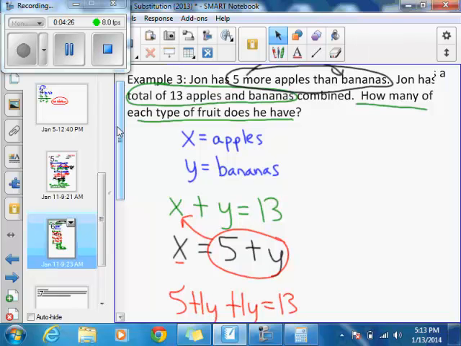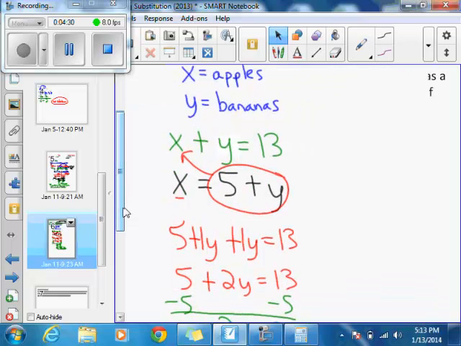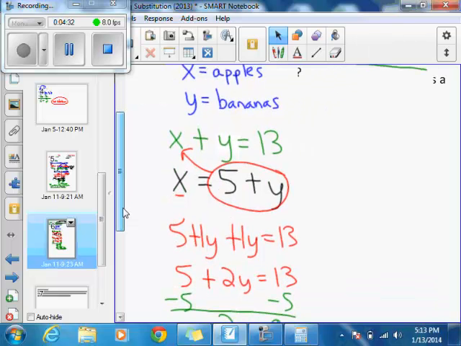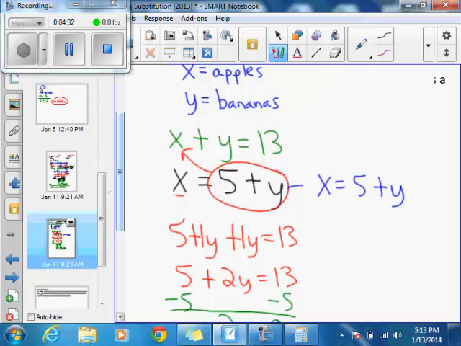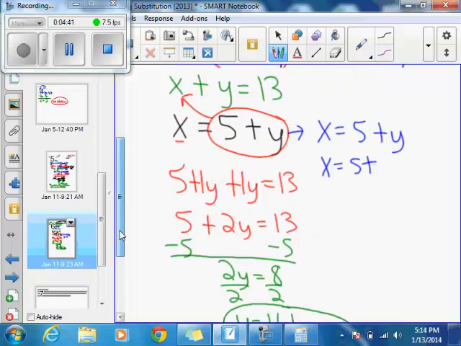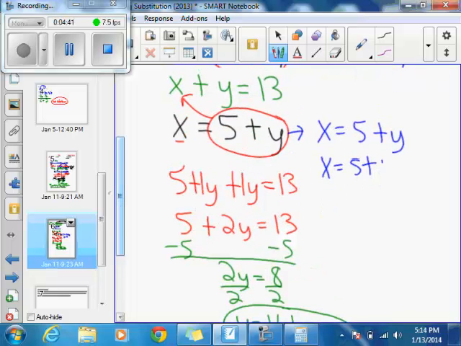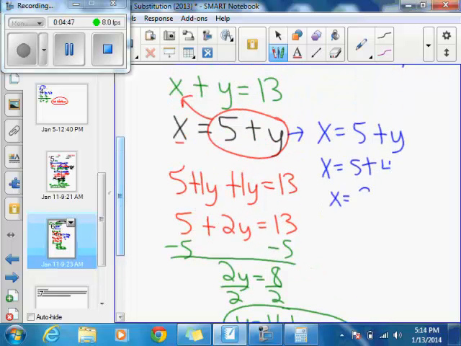Well, each type of fruit, that means I need to know how many apples also. Now the good news is that I know that X, which is my amount of apples, equals 5 plus Y. And Y, we said, was 4. So I'm going to do 5 plus 4, which gives me 9 apples.